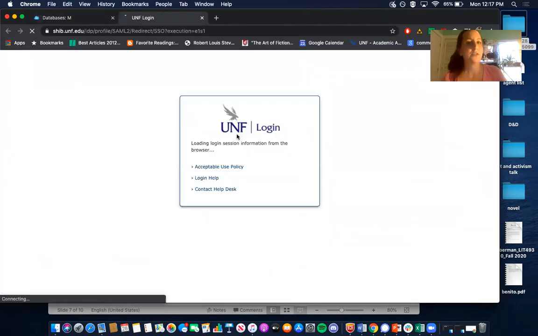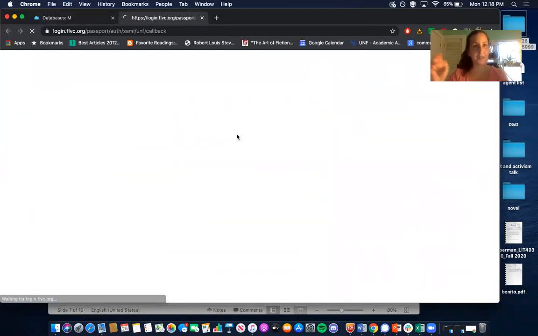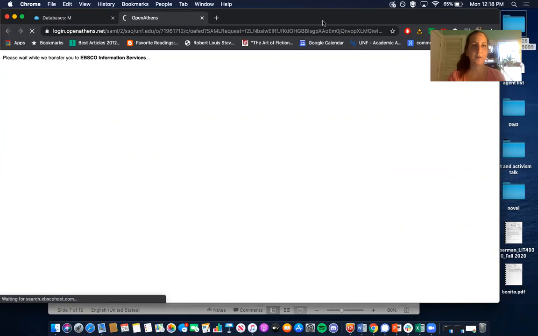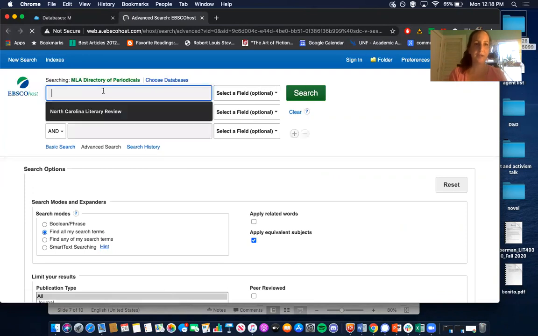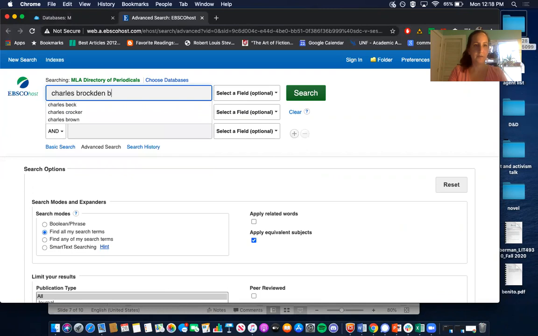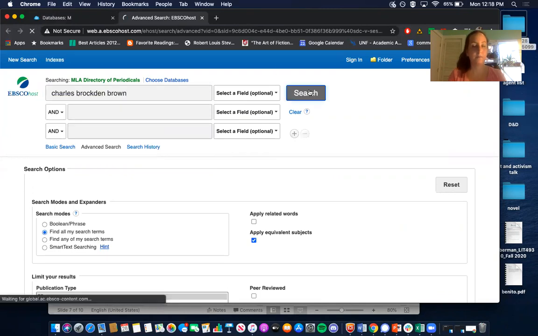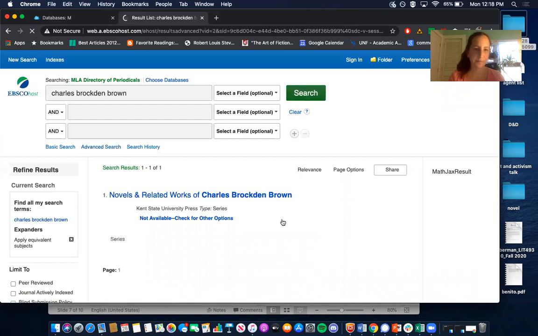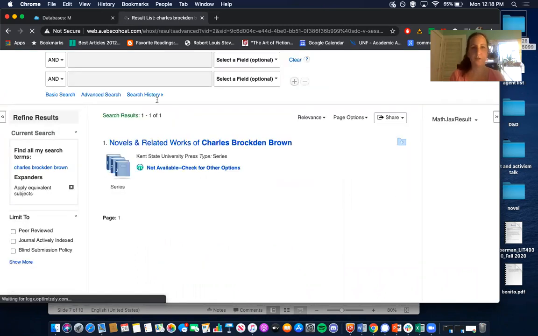Now I can't search Wieland here. This is a directory that tells us about the journals, not about the content of the journals, as you'll see. So I'm going to think of some other key terms that can help me think about where people are publishing about Wieland. The first thing that I'm going to be curious about is if there is a Charles Brockden Brown journal. Sometimes there might be. There's not a journal just about the author.